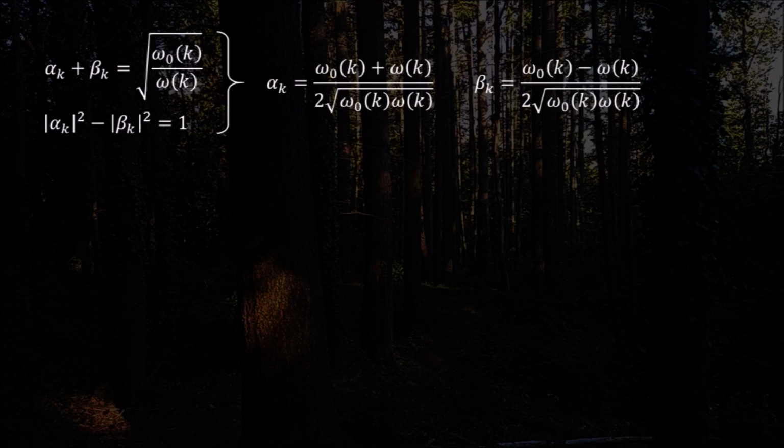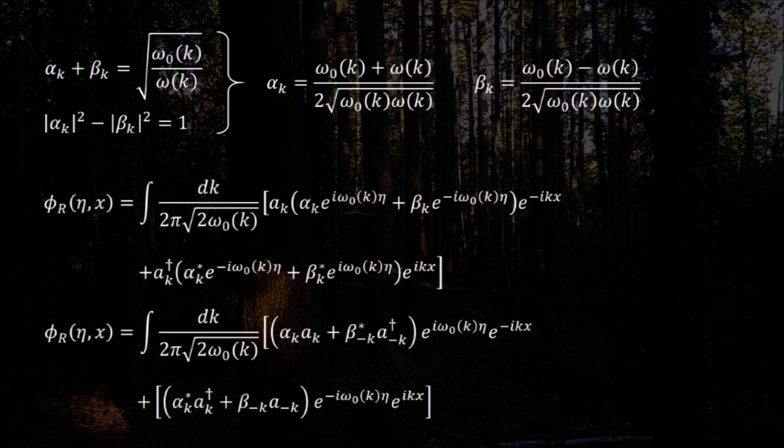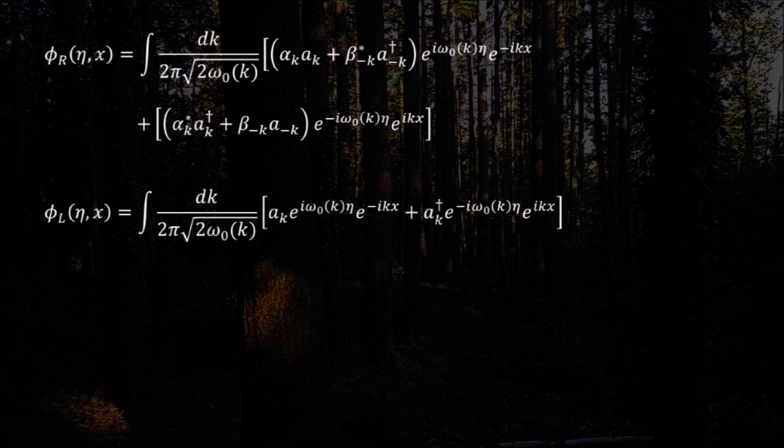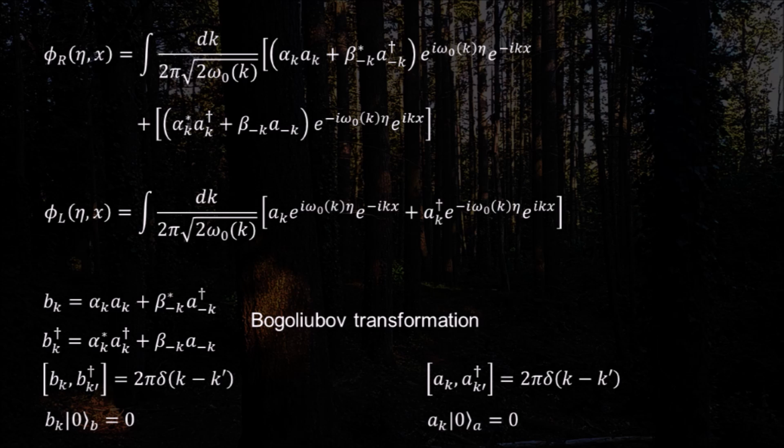Let's go back to the field operator and group the exponential terms together. Now the field operator on the right-hand side looks the same as the field operator on the left-hand side. But these operators are different. Let's call them B and B dagger. This linear transformation is called the Bogolyubov transformation. Since these operators satisfy these commutation relations, we can define the lowest energy state, the vacuum state, as we did for the A operators.